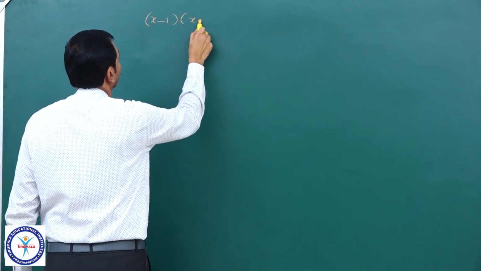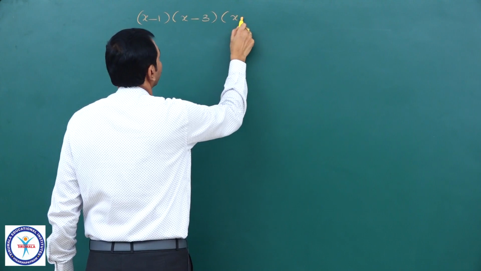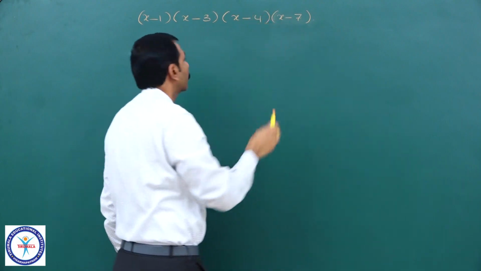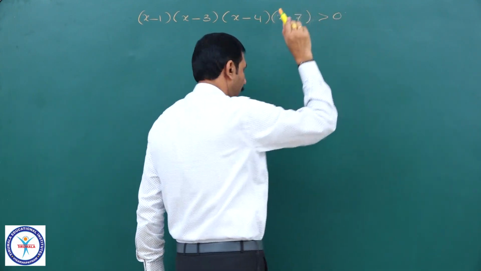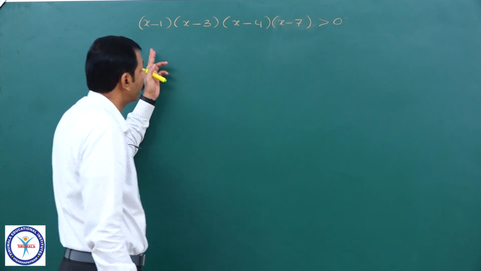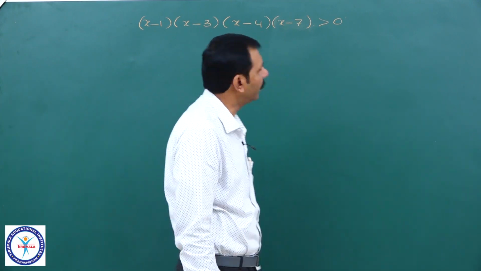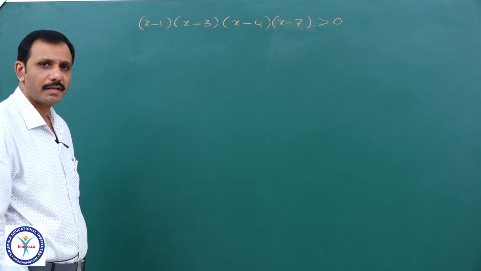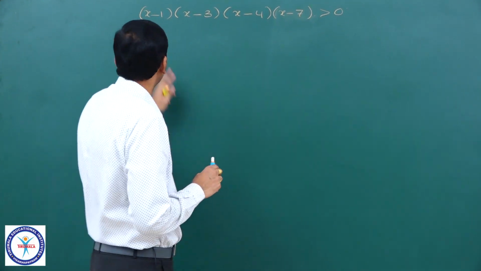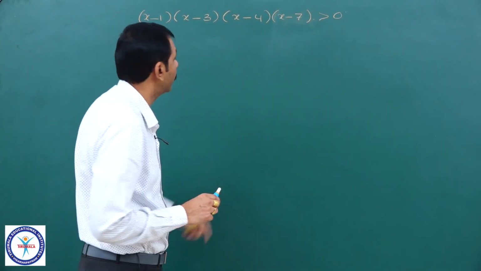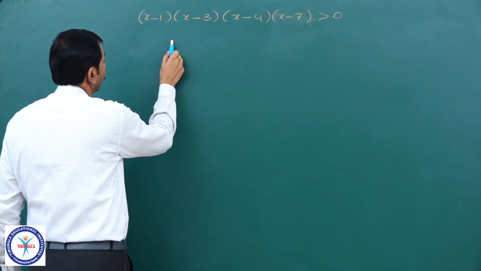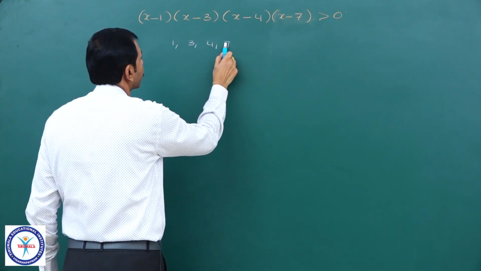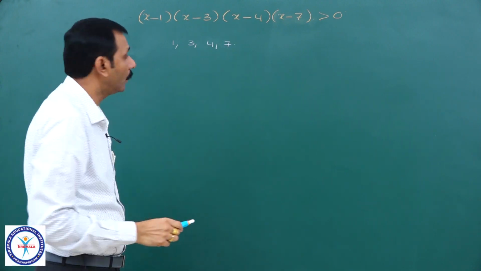x minus 1, x minus 3, x minus 4, x minus 7 greater than 0. I want the values of x for which it is greater than 0, or simply they will ask to find the solution set of this. Exactly like the previous case. Here how many factors are there? 4 factors are there. Write the zeros of this one. What are the zeros? 1, 3, 4, 7, of course in ascending order.